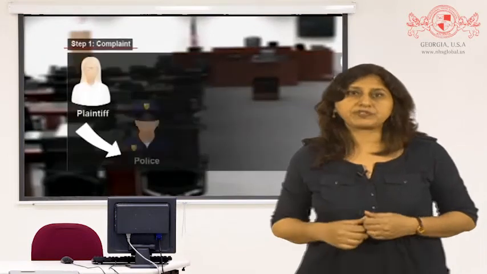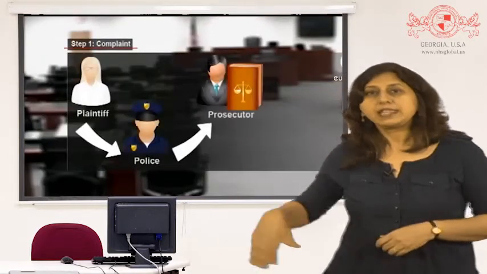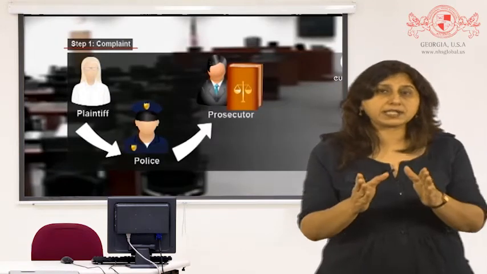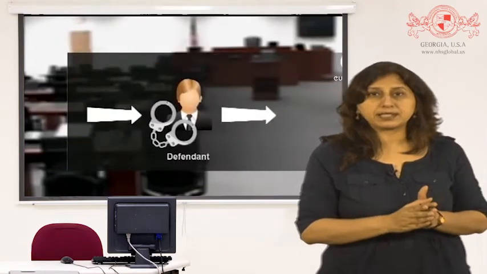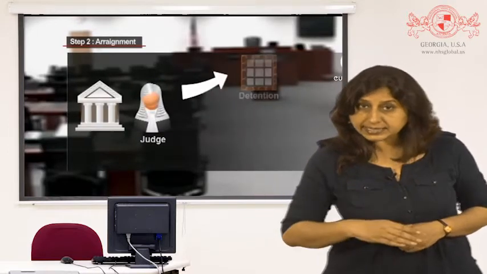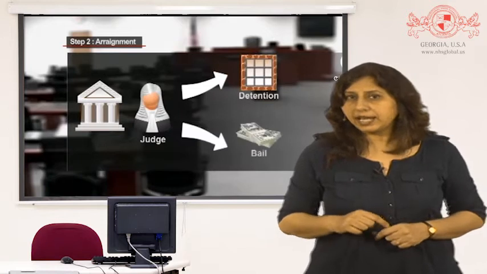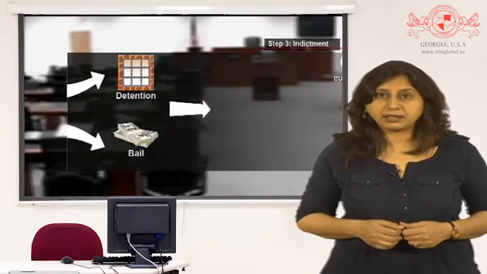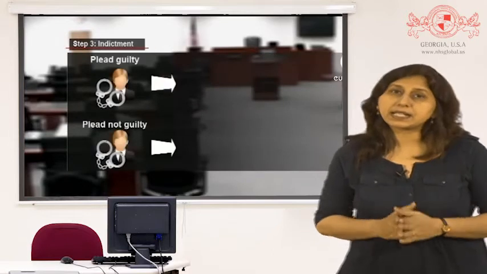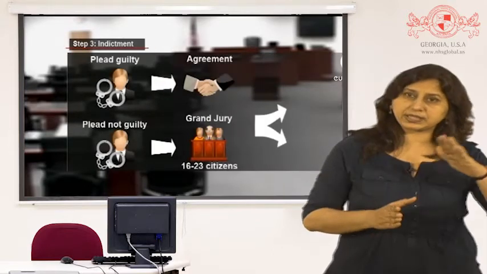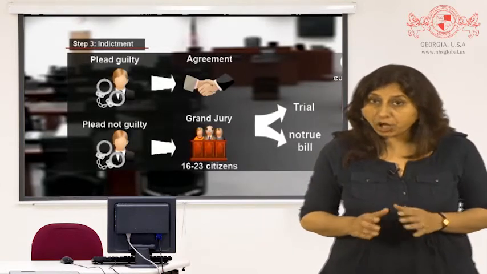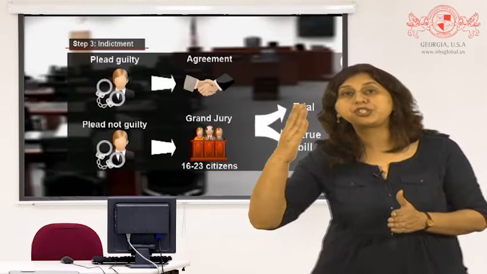Here are the stages of the American judicial system. The first step is the complaint. The complaint is immediately recorded by the police and then referred to the prosecutor's office. At this stage, a judge decides if the accused is to be remanded in custody or released on bail. If the accused pleads guilty, an agreement is made between the defense and prosecution on a lighter sentence. If not, it is referred to the grand jury.